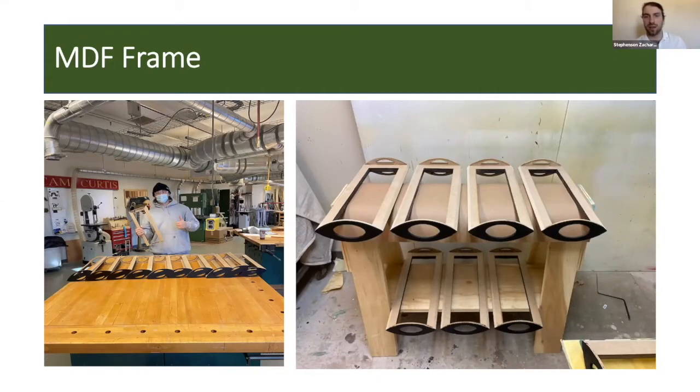So these are the MDF frames that we used as the skeleton of the lamp. They help it to hold its shape and also provide a mounting point for all the pieces of the lamp. Our frames here consisted of a long rectangular piece that we refer to as the bridge and 2 elliptical pieces that we refer to as the bases.